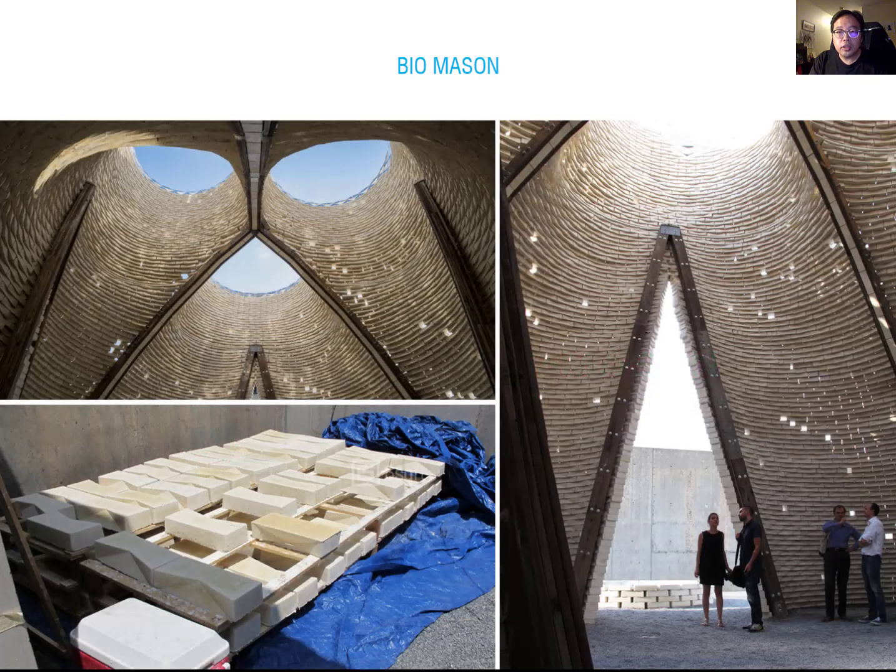So using a concept like BioMason, David Benjamin of MoMA PS1 proposed this BioMason material for the pavilion design. The previous one used microorganisms, but this one actually uses a mushroom-like organism to make this brick. The concept is the same. They grow the brick on site, and then use it to make this pavilion design.